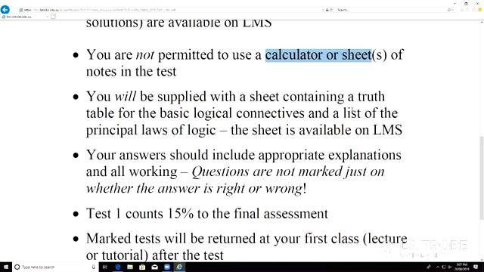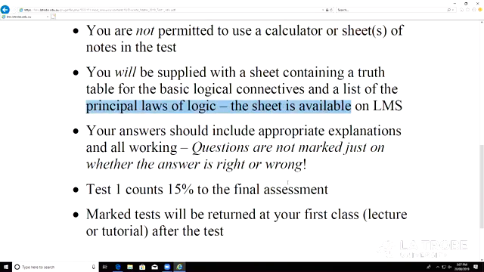You will be supplied with a sheet containing a truth table for the basic logical connectives, the sheet that I circulated today, in case you want to practice all of these questions or tests before the actual test. So I provided that sheet already to you guys. And a list of principal laws of logic are also on that. Your answer should include appropriate explanations on all working. Questions are not marked just on whether the answer is right or wrong. So if you only put the answer without explanation, that doesn't carry full marks.